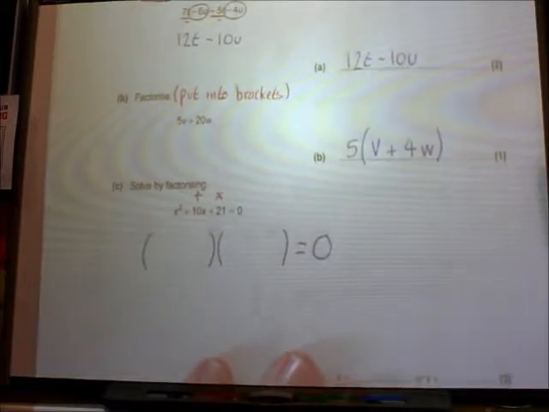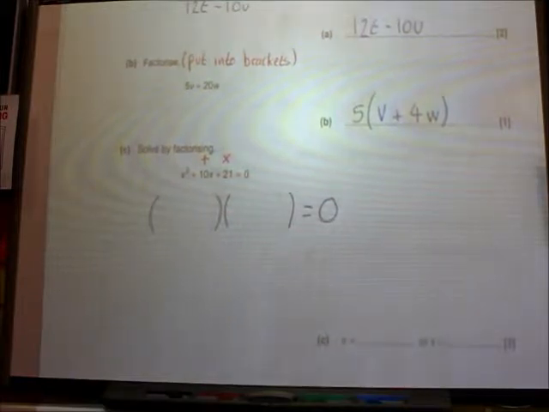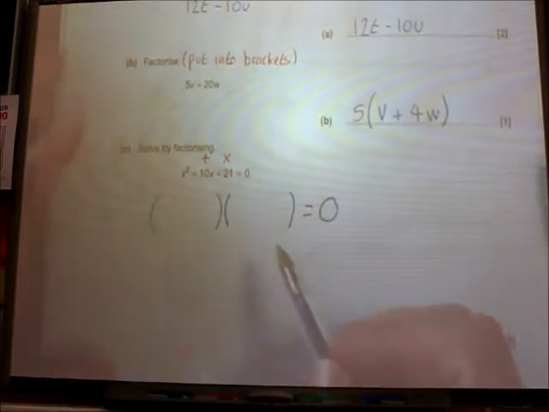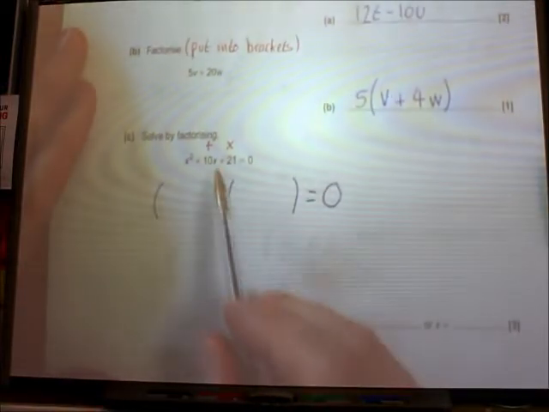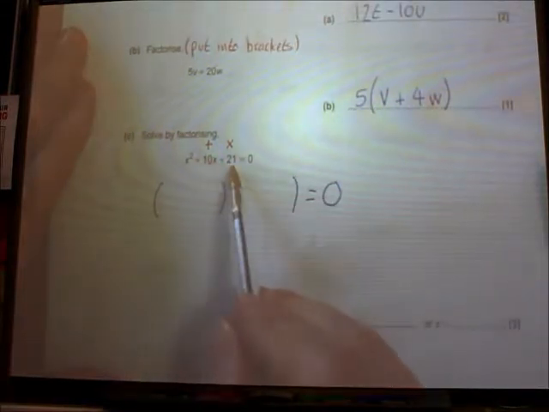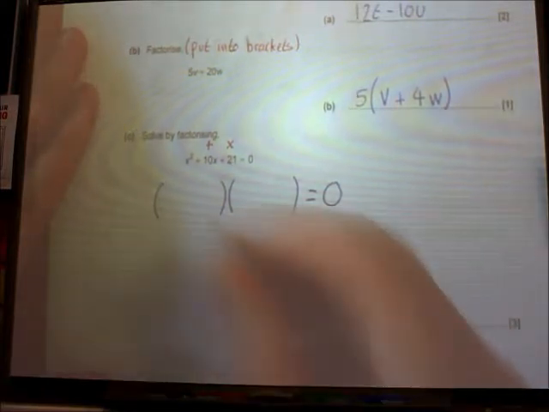Part C, 3 marks for this. Solve by factorising. And they've been quite kind because they have said to solve it by factorising, so that should give you the clue. You need to recognise it's a quadratic one, so you need to factorise it into double brackets. And if you can't remember how to do this, you need 2 numbers that add up to make positive 10 and multiply to make positive 21. So it's all positives, there's nothing too horrible in it.